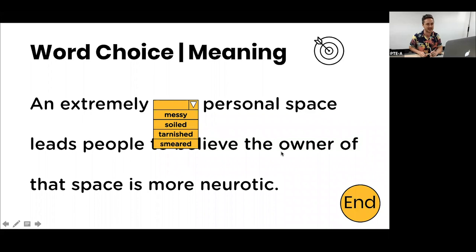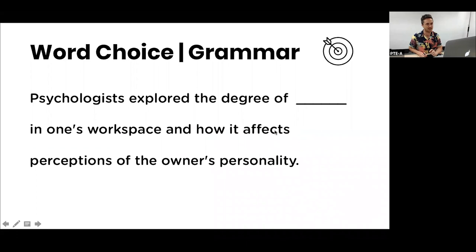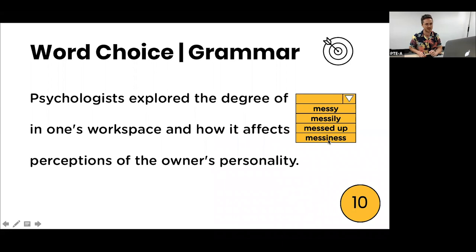Okay. So grammar, next one is grammar. So psychologists explored the degree of something in one's workspace and how it affects perceptions of the owner's personality. Which of these words is the correct grammar for this sentence? Good, nice.